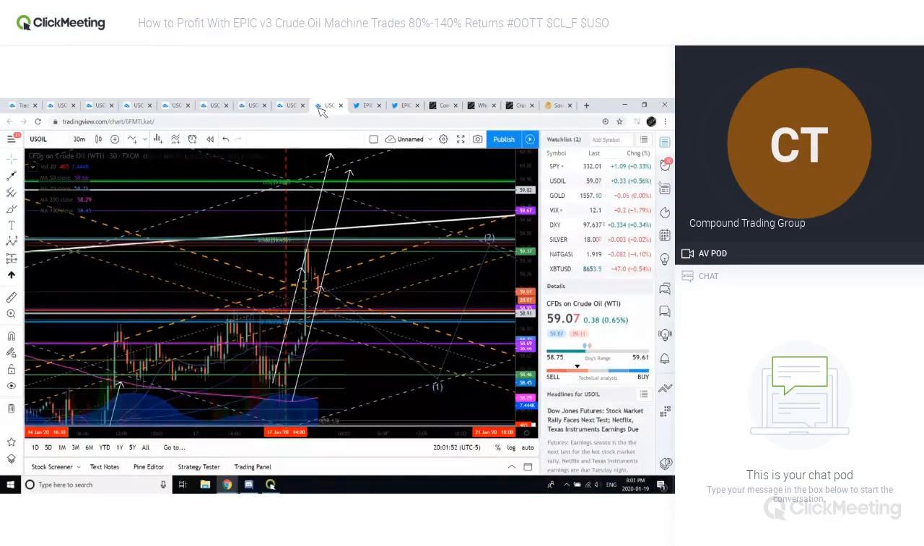We've been developing a machine trading algorithm for crude oil the last 4 years. And we're at the point now where we've gone pretty much private. I would call it semi-private. We launched a trading group called Compound Trading Group. That's compoundtrading.com if you want to take a look.